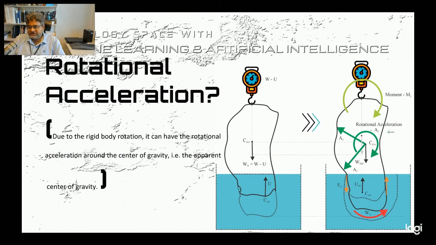Both translational and rotational accelerations are acting upon that center of gravity, but if you select different points around this rigid body, these points can have different acceleration conditions, including rotational and translational accelerations. But in this case, the rotational acceleration is denoted by A5, and it is applied around the center of gravity in this situation.